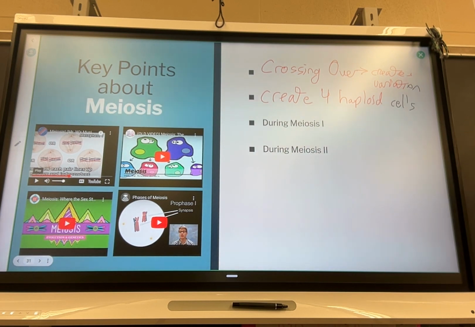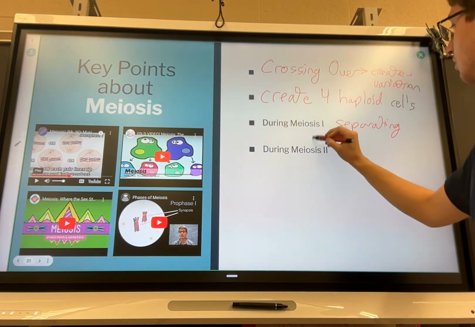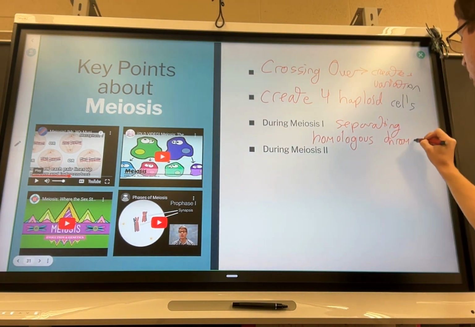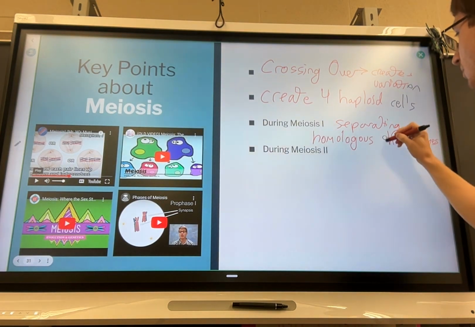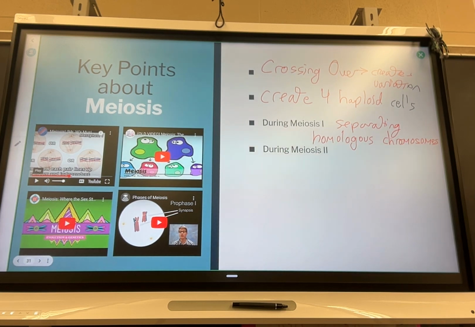Matthew, what happens in meiosis 1? Prophase 1, metaphase 1, telophase 1. Okay, what are we separating? The nucleus. Thank you. What version of DNA? The homologous chromosomes. So we are separating chromosomes in meiosis 1. So in meiosis 1, we are specifically separating pairs of chromosomes.